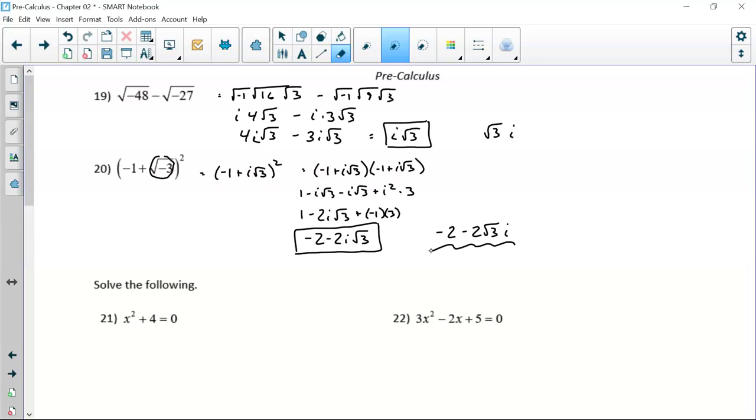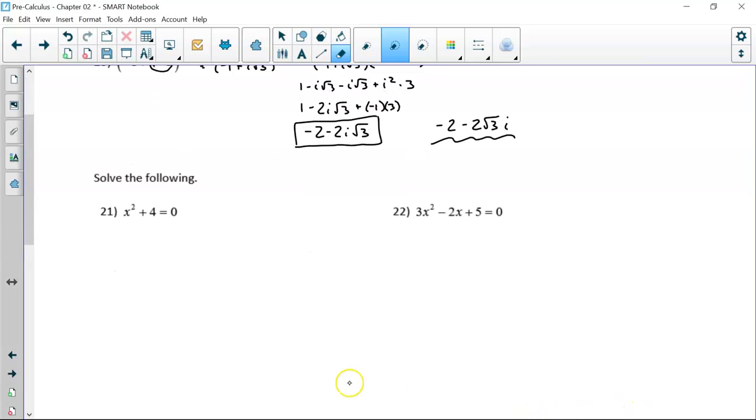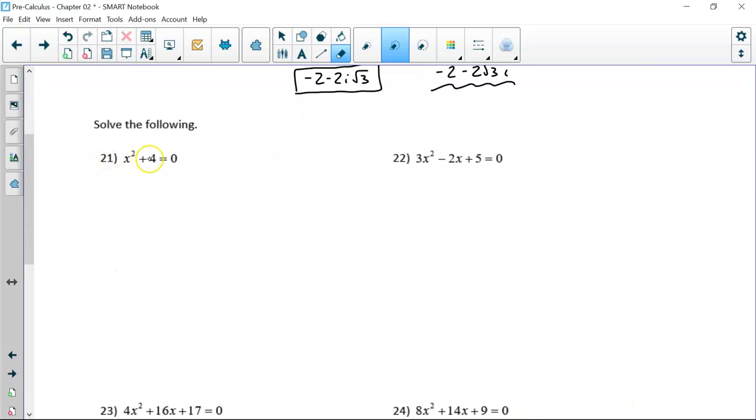Next, we're going to be solving the next few problems. For number 21, because we have x squared and a constant, what we can do is isolate the x squared. So x squared equals negative 4 by subtracting 4 from both sides. Take the square root of both sides. x equals plus or minus. Now the square root of negative 4 is 2i. So plus or minus 2i. There is our answer.